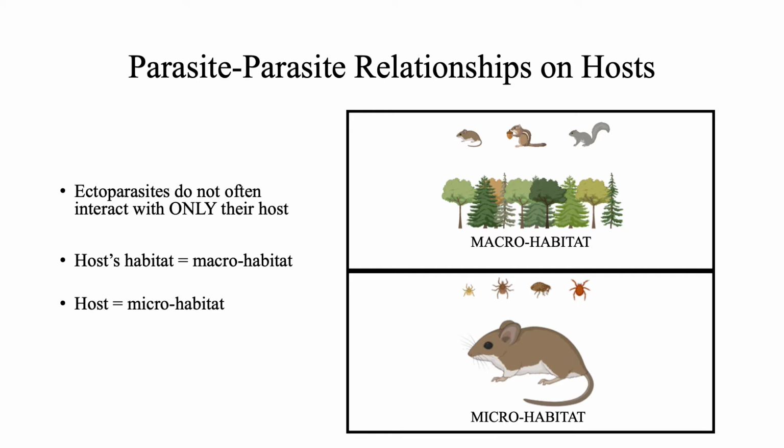Here, the host is considered an ecosystem or habitat itself to these parasites within a community. In this case, 2 scales must be considered. The macrohabitat, which is the ecosystem the host is inhabiting and where it interacts with other organisms, as well as the host itself, acting as a microhabitat, where the ectoparasites interact with each other.